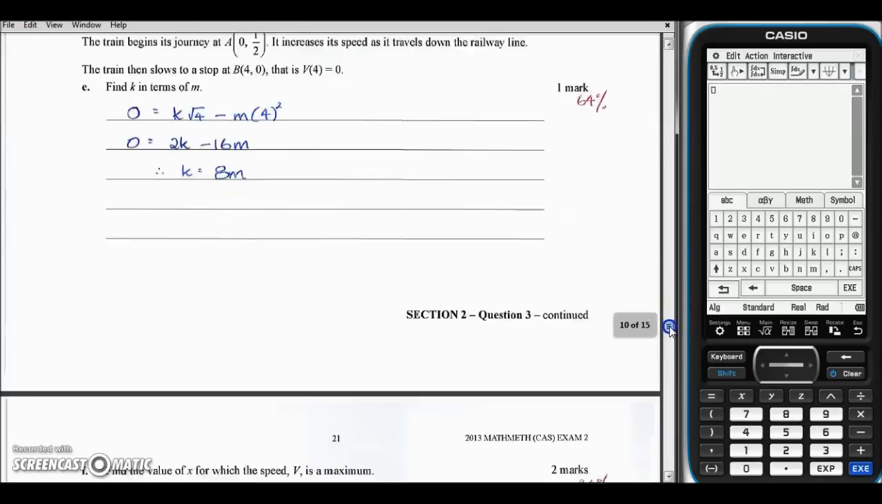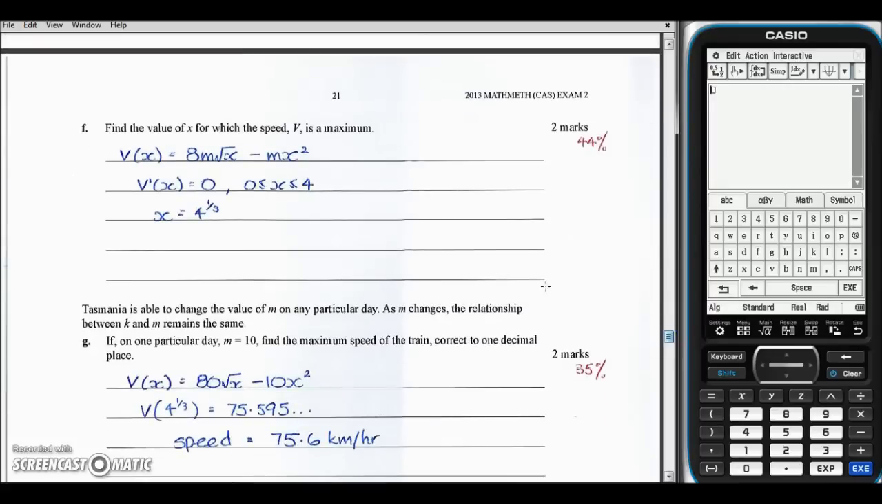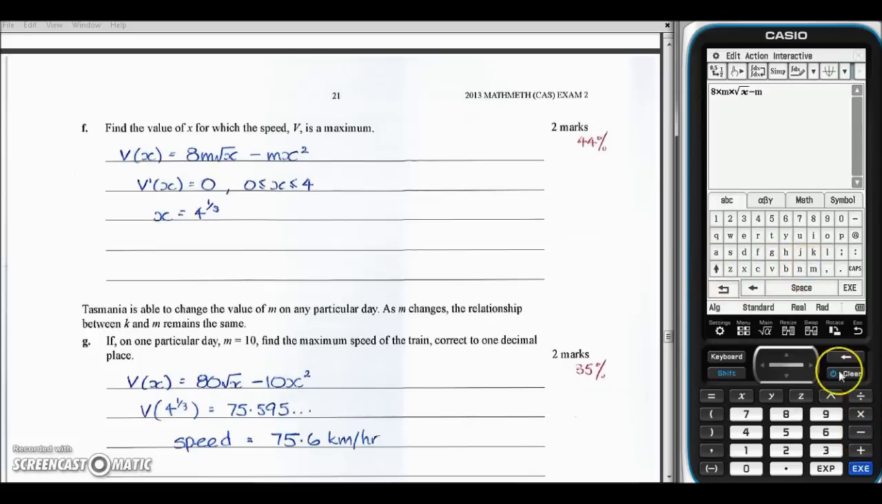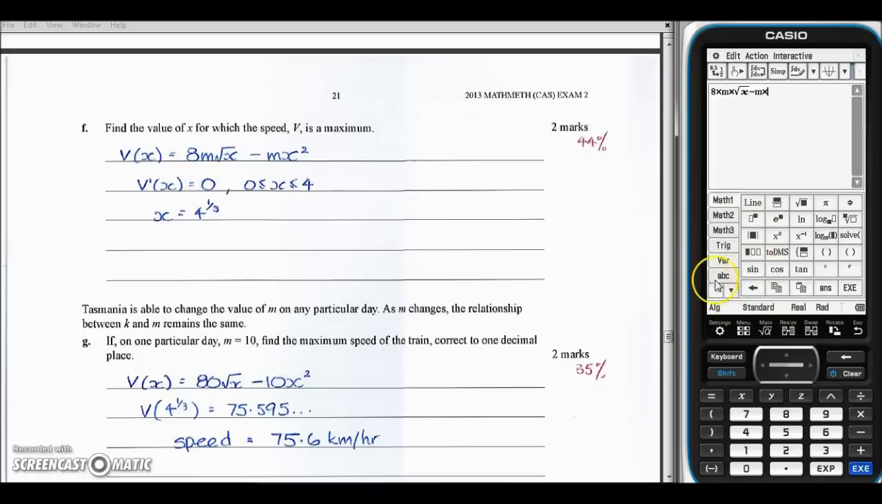Okay, so it starts out fairly straightforward. Now we want to find the value of x for which the speed is a maximum. So now I'm going to type this in, 8 times m times the square root of x, and we are going to subtract m times x squared, and we are going to find where this is a maximum. Now we could try using the f min and f max. I don't think it's going to work for this though, because of the m's in there. But try it, see how you go.